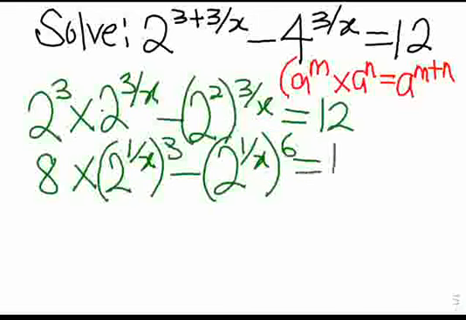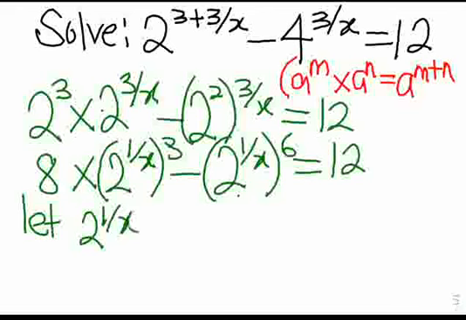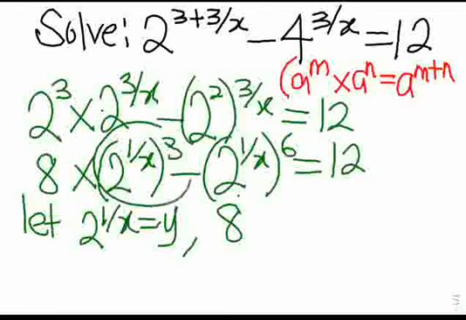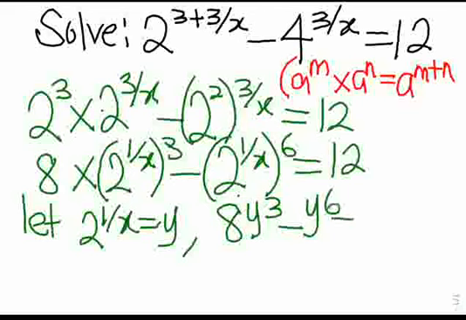So this equals 12. Now we are seeing a common term here of 2 raised to the power 1 over x. So firstly, I'm going to say let 2 raised to the power 1 over x equal y. So I'm going to substitute in y for 2 raised to the power 1 over x. So bringing down this whole expression, I'm going to have 8 times y raised to the power 3 minus y raised to the power 6 equals 12.